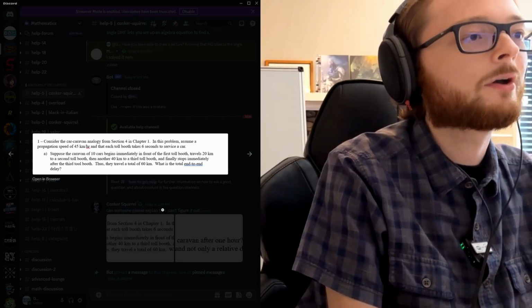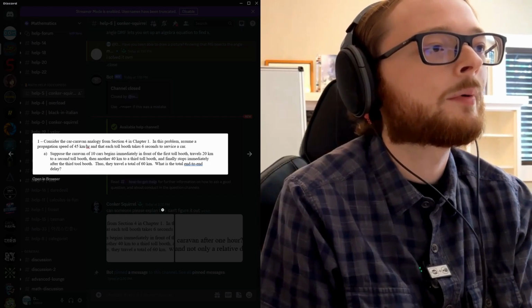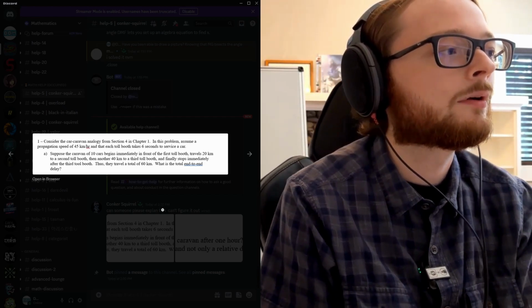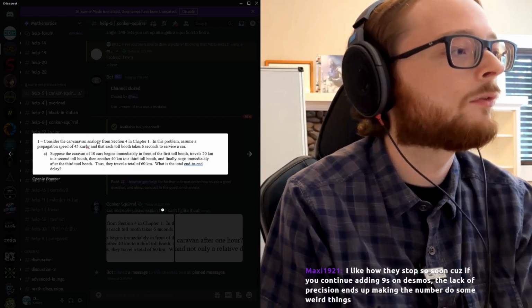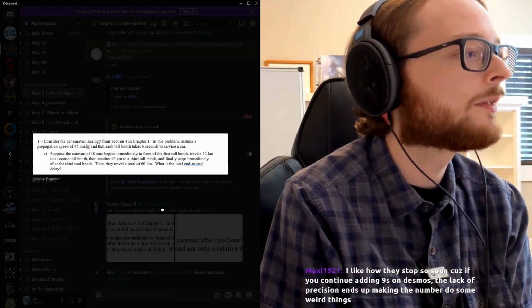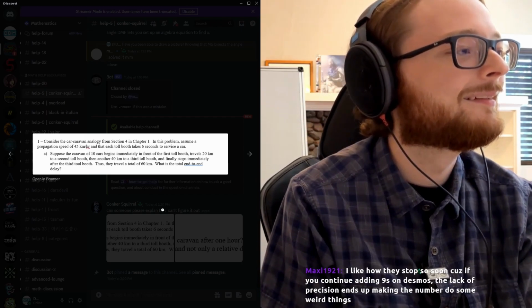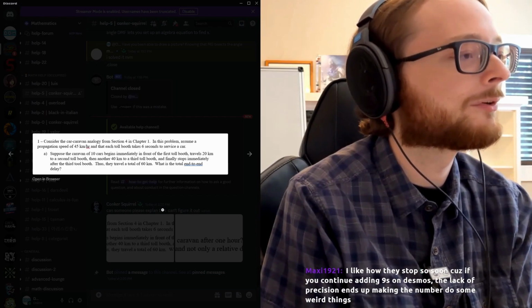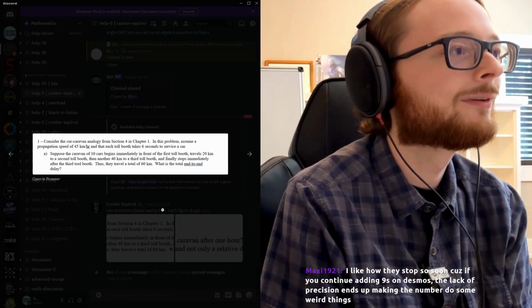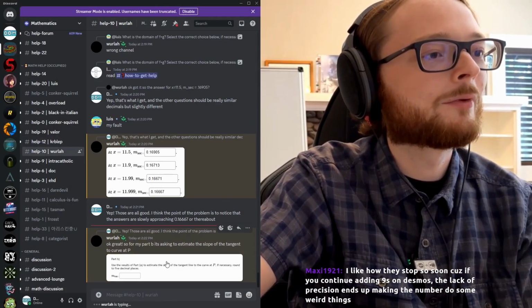Consider the car caravan announced from section 4 in chapter 1. This problem assume a propagation speed of 45 kilometers per hour. I like how they stopped so soon, because if you continue adding nines on decimals, lack of precision ends up making the number do some weird things. Really? I can see that, because it's like a limit to what you can do with a computer for the calculations. I'm kind of curious to try that in a second here, once this person is good.